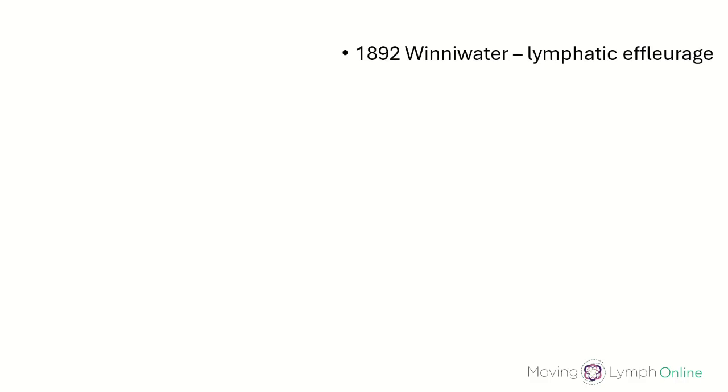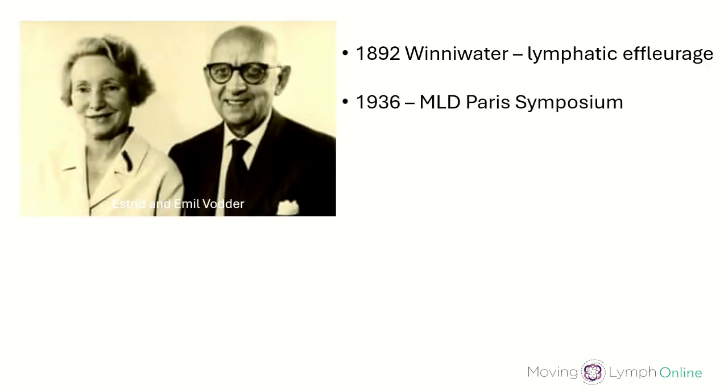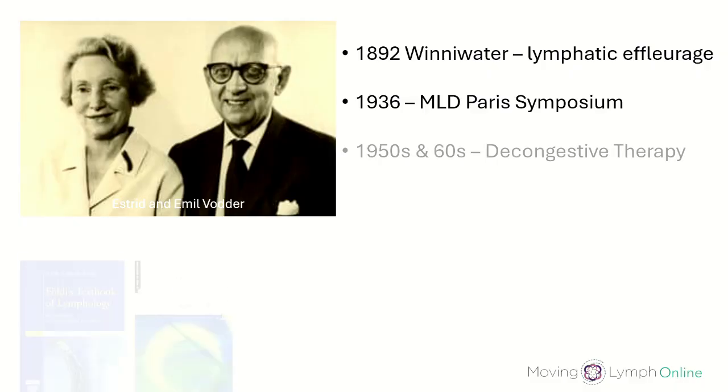From 1932 to 1936, the Vodders moved to Paris and studied the human body, refining their precise working method. They developed a sequence of circular movements using very light pressures, usually around 30 millimeters of mercury, to stimulate lymph flow without causing blood hyperemia. We'll come back to that.